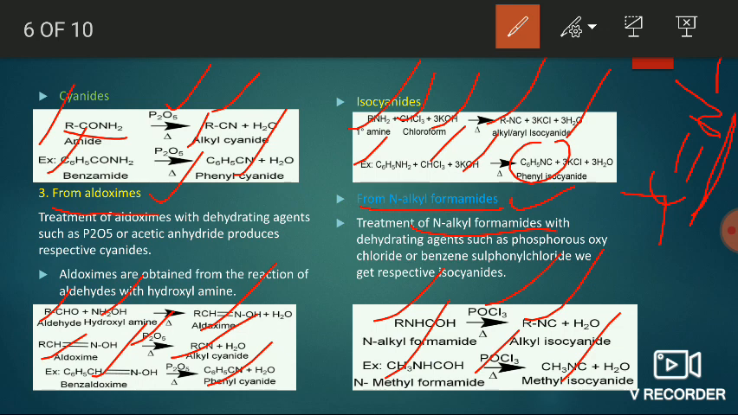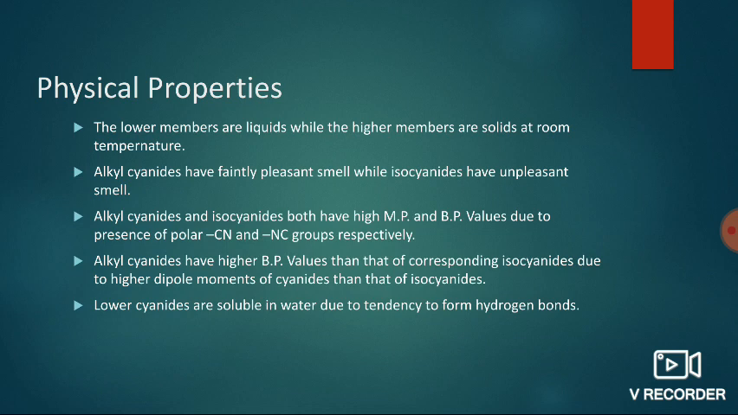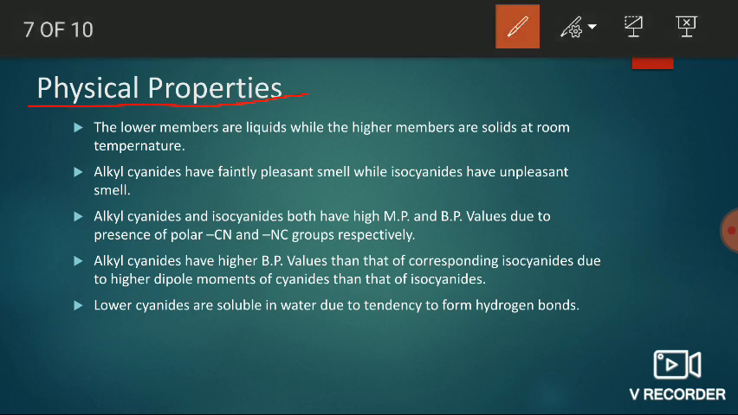Okay, fine. Next, physical properties of cyanides as well as isocyanides. The first one, the state of the cyanides and isocyanides: generally, those with fewer carbon atoms exist as liquids at room temperature, but the higher cyanides and isocyanides exist as solids at room temperature. That is, lower ones are liquids, higher ones are solids at room temperature. This is about physical state.